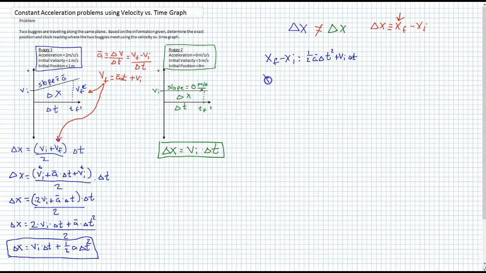And just solving for xf, just adding xi to both sides basically. I have a form that has the motion of the blue buggy, solving for xf, doing the same thing for the green buggy. It's pretty simple.